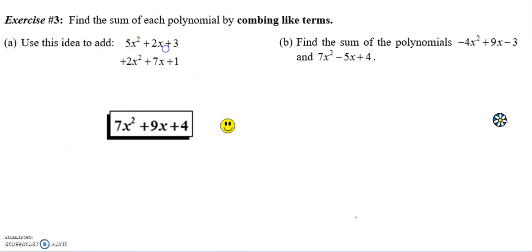Let's get rid of all this stuff. So hopefully that's pretty simple. You can see I added the x squareds, I added the x's, and I added the constants. There we go. So now you should be able to do B fairly easy. So hit pause and try that now.